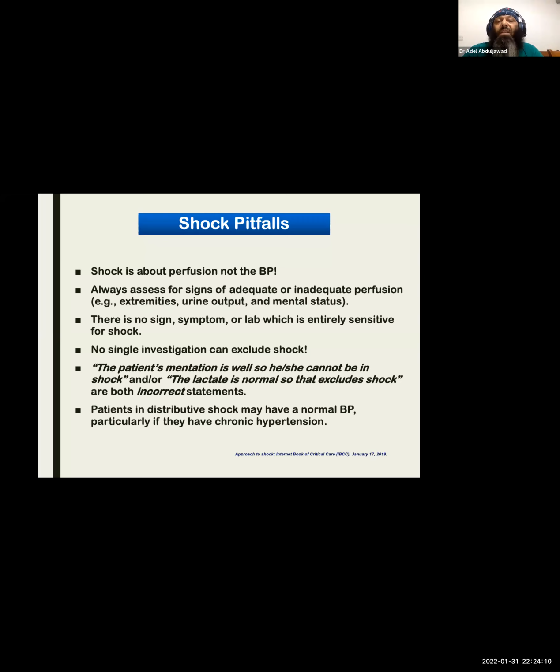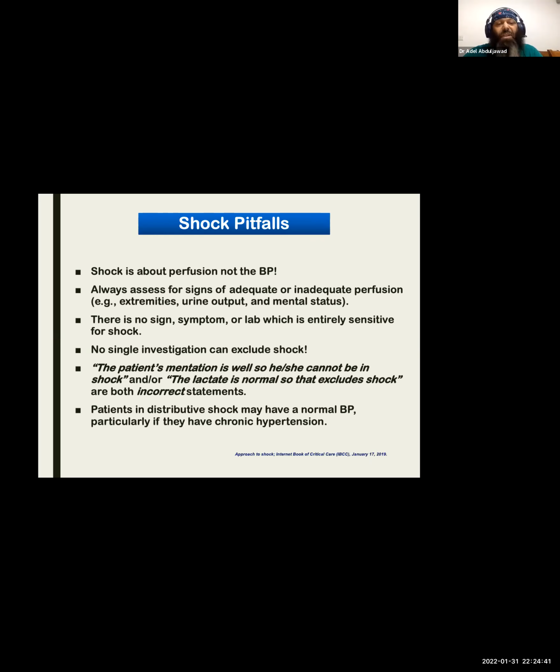And you have to know that there is no single sign, no single symptom, no single lab which is entirely sensitive for shock states. So it's a package: clinical, radiological, labs, point of care ultrasound. You exhaust whatever you have in your pocket. But do not forget, at the end, you are a clinician. So you are the wise person to choose the appropriate tool in your hand.